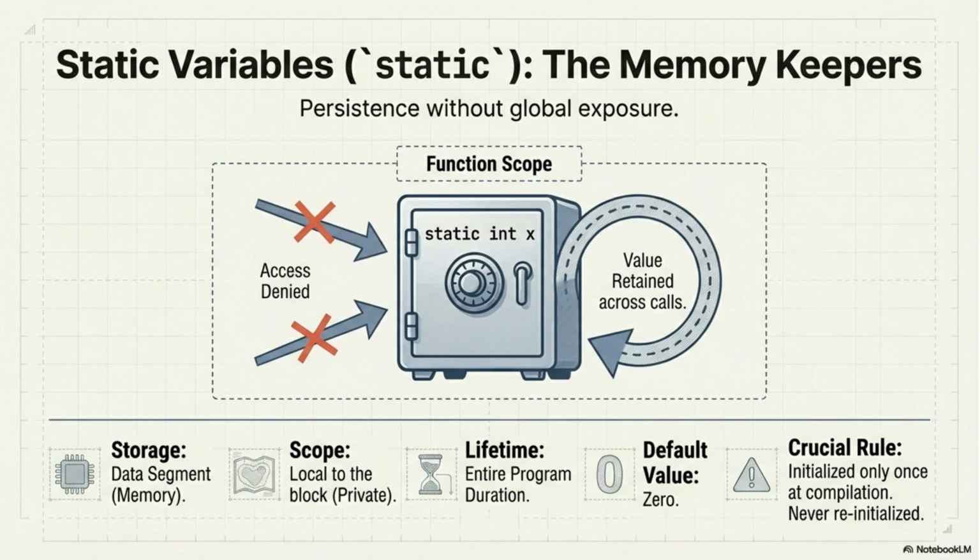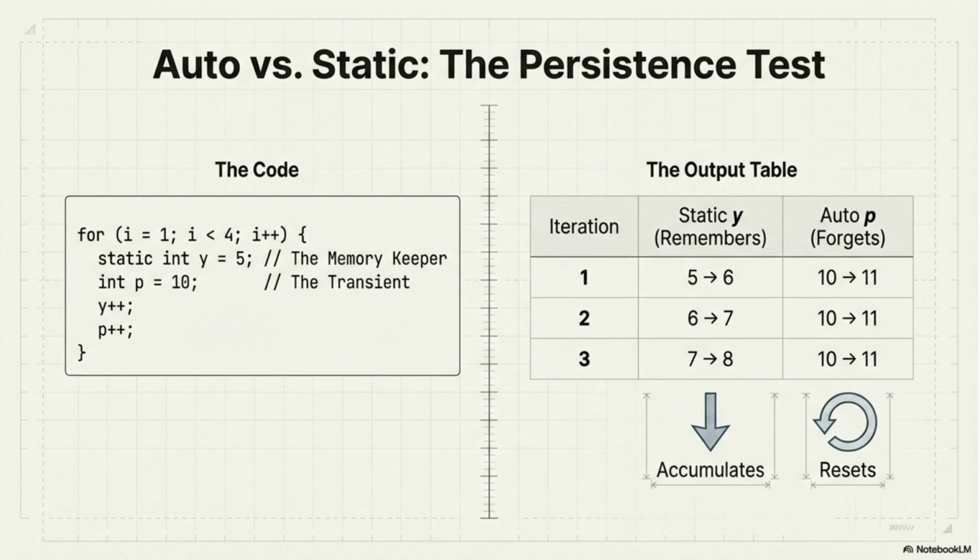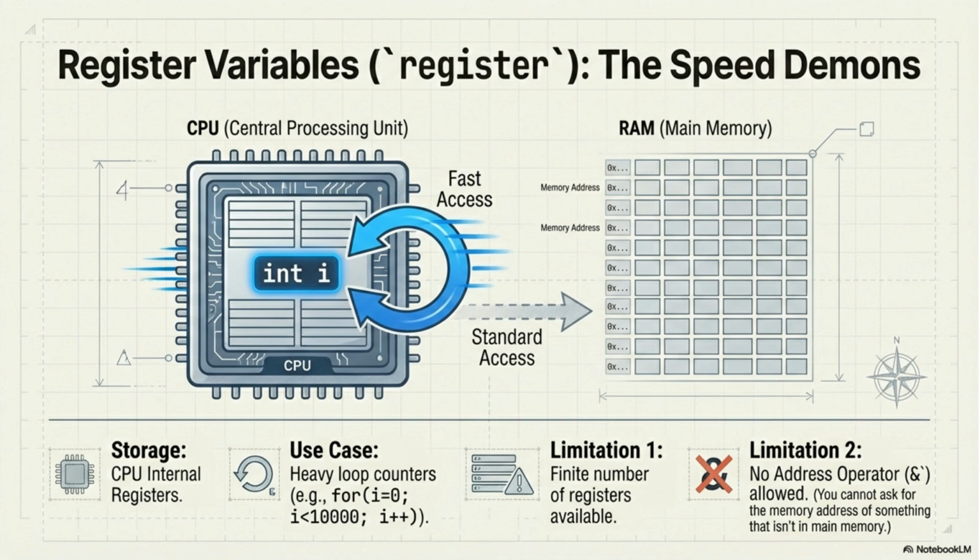Static variables, static, are the memory keepers, offering persistence without global exposure. They have a local, private scope, live for the entire program, and default to 0. Crucially, they are initialized only once at compilation. The persistence test shows the difference between "auto" and "static". The static variable y remembers and accumulates its value across iterations, while the "auto" variable p resets for each iteration.